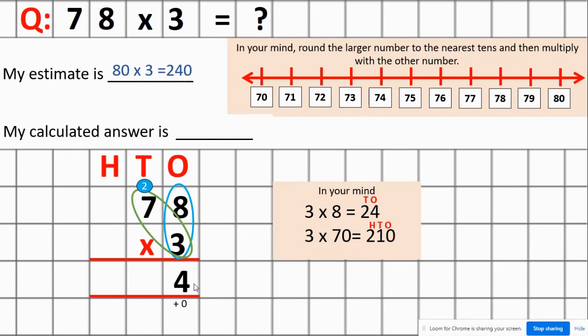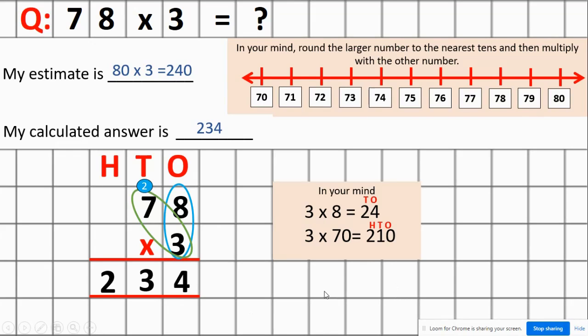So here we are adding 0. So 4 plus 0 will give me 4. So 4 remains as it is over here. And in the tens place, we add this 2 and this 1 over here. So we get the answer as 3. And then we place this 2 in the hundreds place. Alright? This is how we multiply with carryover.